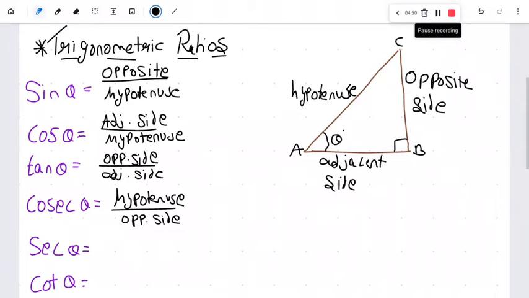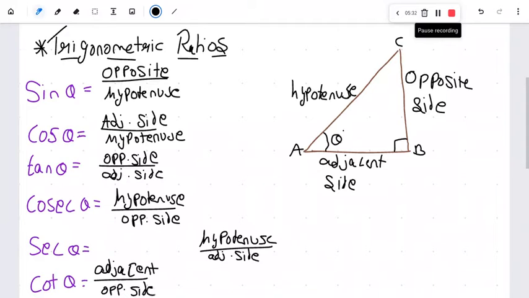Next is sec, also known as secant. Secant theta is the reciprocal of cos theta, that is, hypotenuse divided by adjacent side. And the last ratio is cot theta, also known as cotangent. That is the reciprocal of tan theta, which will be adjacent side divided by the opposite side.